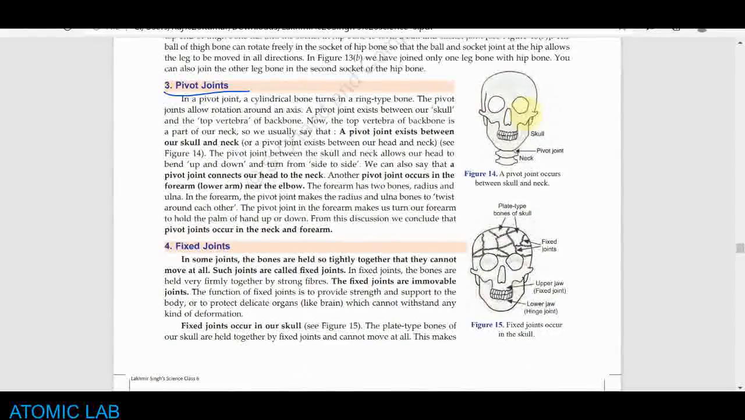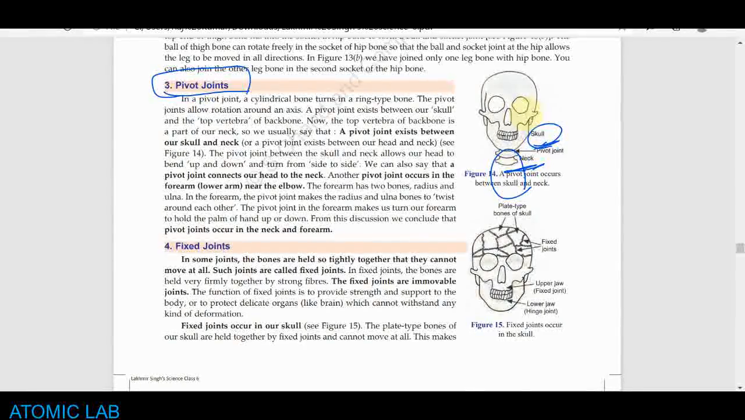A pivot joint is present between our neck and the skull. We know that our neck is made up of our backbone, because our backbone goes through the neck and directly attaches to the skull. So our skull and neck are attached with a pivot joint. And what kind of movement generally occurs?